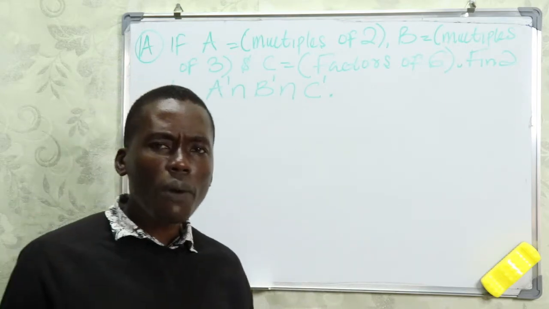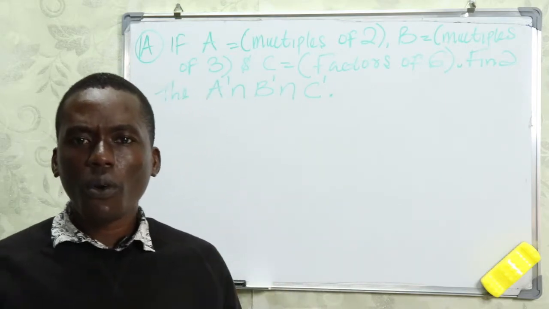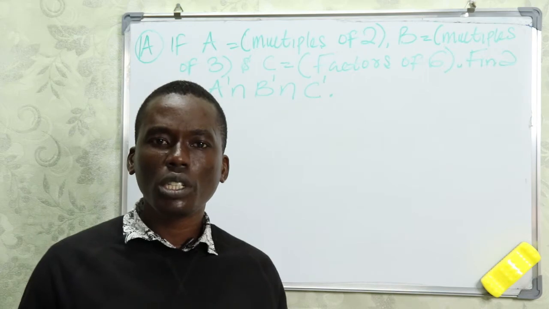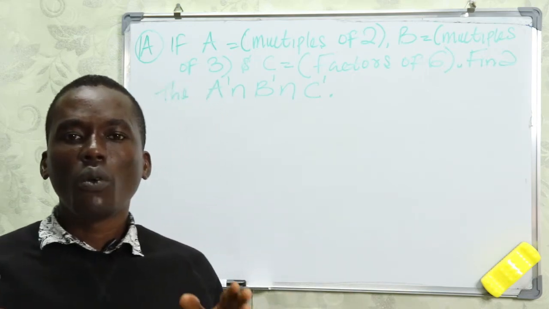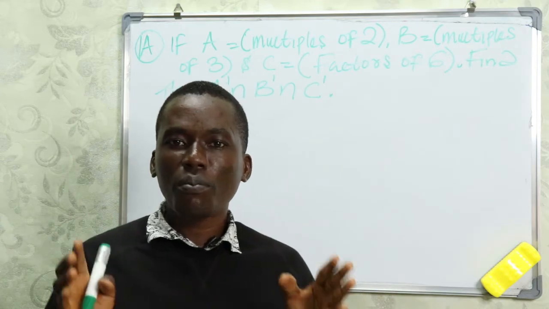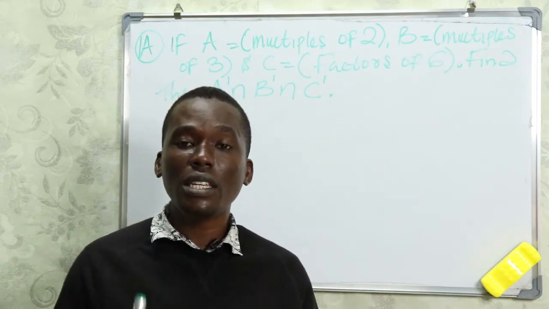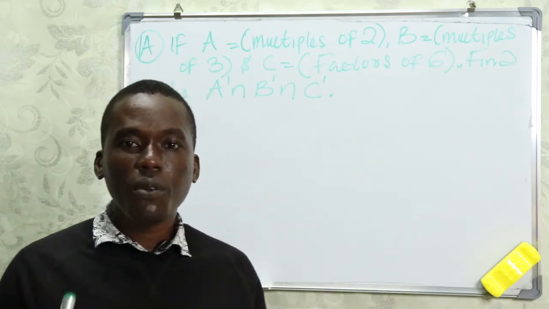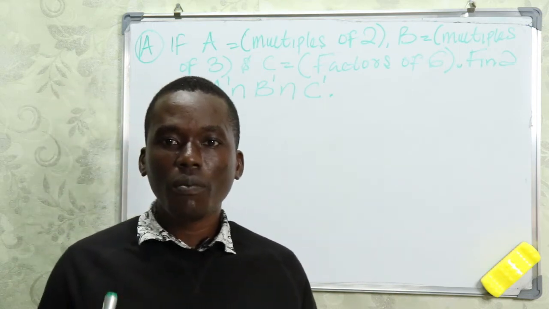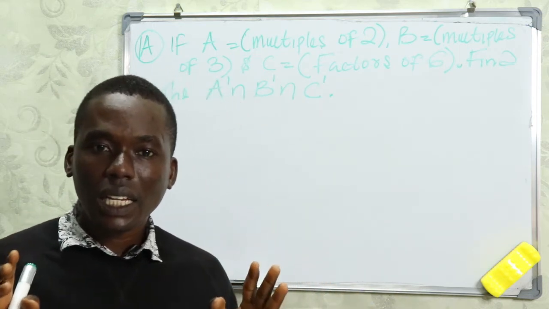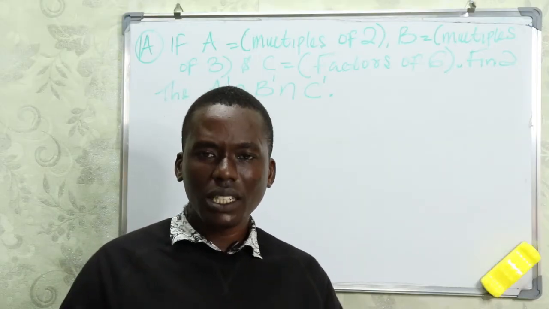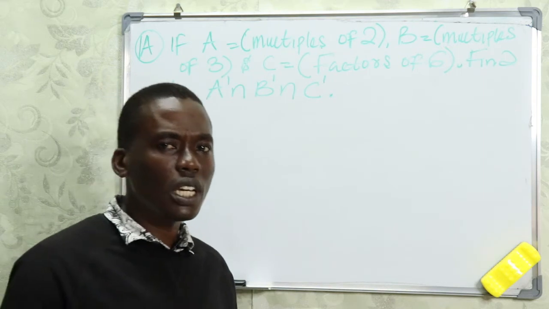C prime. Now the B part of the question says tickets for a movie premiere cost $18.50 each, while the bulk purchase price for 5 tickets is $80. If 4 gentlemen decide to get a 5th person to join them so that they can share the bulk purchase price equally, how much would each person save? So that's an interesting question which we are going to search for a solution for.